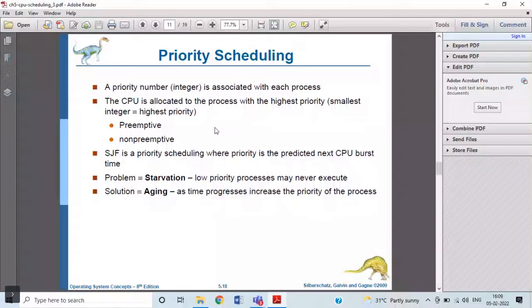And non-preemptive means that whenever a process is executing, it won't give its CPU time to the next process. It will complete its execution completely, and only then will it give the CPU time to the next process. That is called non-preemptive. Students, I hope you understand the difference between preemptive and non-preemptive.